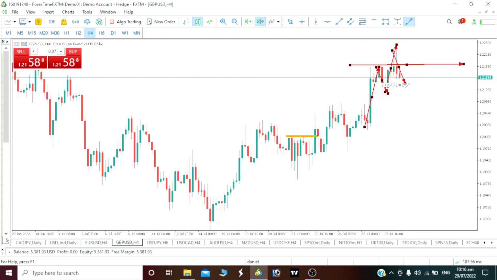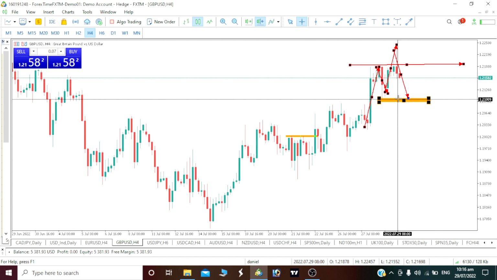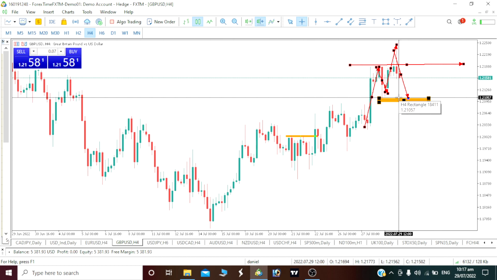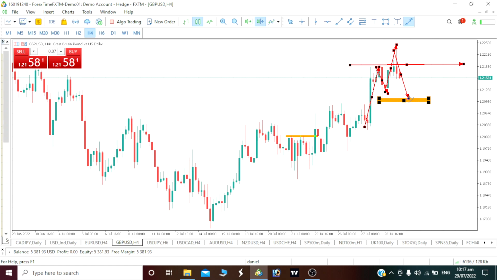I believe by the opening of our New York session, we would actually go to new highs again. But before we probably go higher, I would want to see my pound drop to this low, yes, giving us like a double bottom, right? At least my pound to my USD to drop to at least 1.21057, then I will consider looking for a buy.